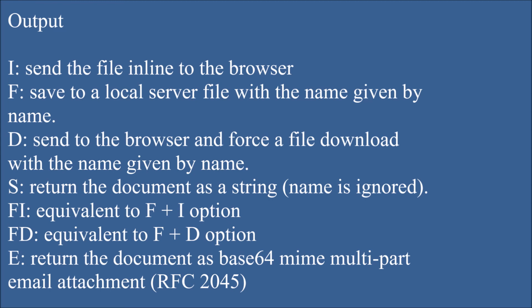So let me show you some output types. So I have already shown you first one, that is I, that sends the file inline to the browser. Then there is FDS. So you can just go through them. It's for your reference. So that's all in this video.